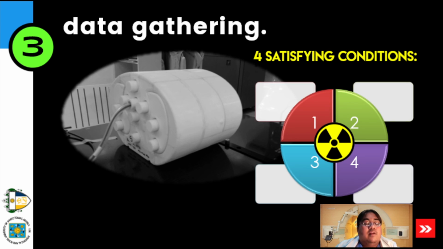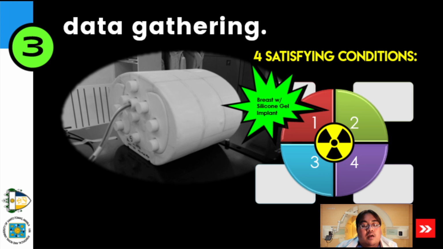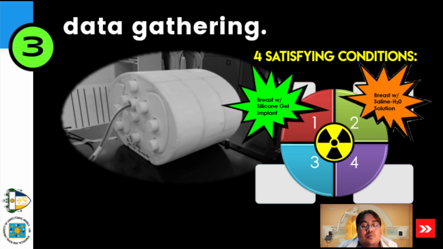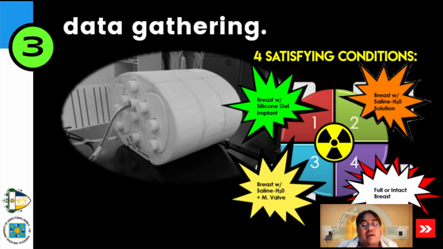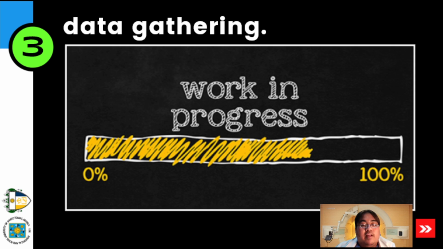Right, so as earlier mentioned, once the beam data has been validated, we then proceed with the phantom replacement, and hence we are to satisfy 4 different conditions, namely number 1, to have a breast with a silicone gel implant. Second is to have it filled with saline solution. Third is to have the saline solution plus the magnetic valve. And lastly, to irradiate a full intact breast. Basically, we're done with beam validation.